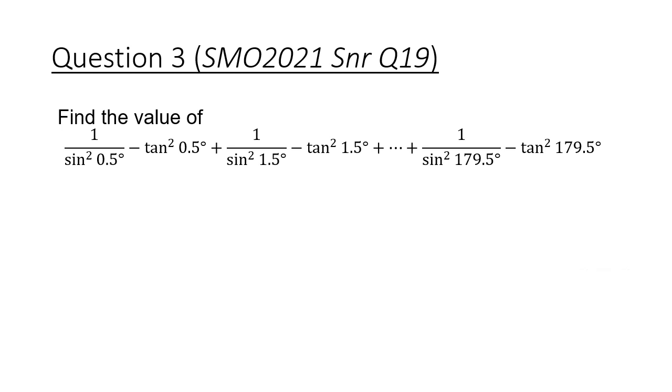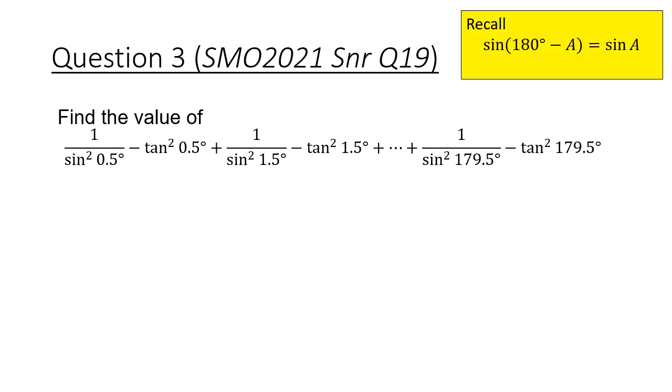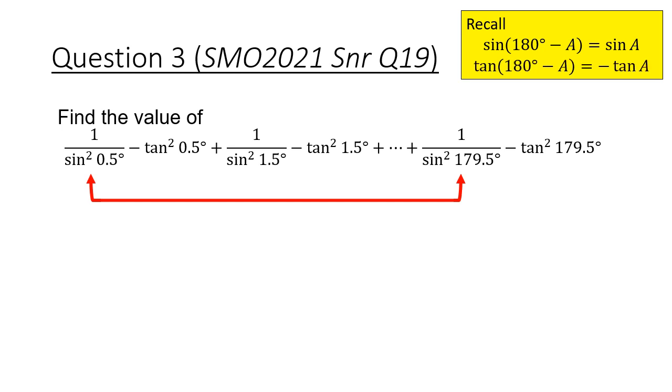Now in this question, before we pair them up to eliminate stuff, we can do some matching of identical terms to cut down the total workload. Notice by using the obtuse angle formula, sine of 179.5 is the same as sine of 0.5. So these two terms are identical. Likewise, if we use the obtuse angle formula for tangent, tangent of 179.5 equals negative tangent of 0.5. Of course, if we square both terms, they will be identical.